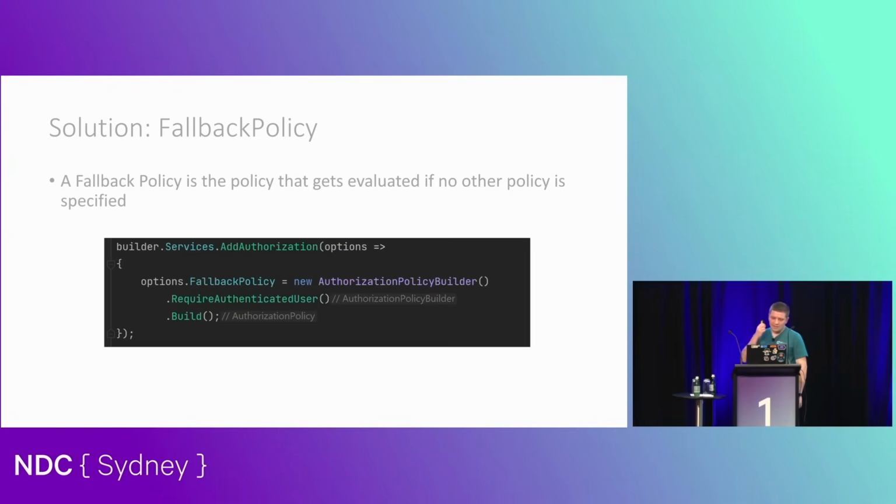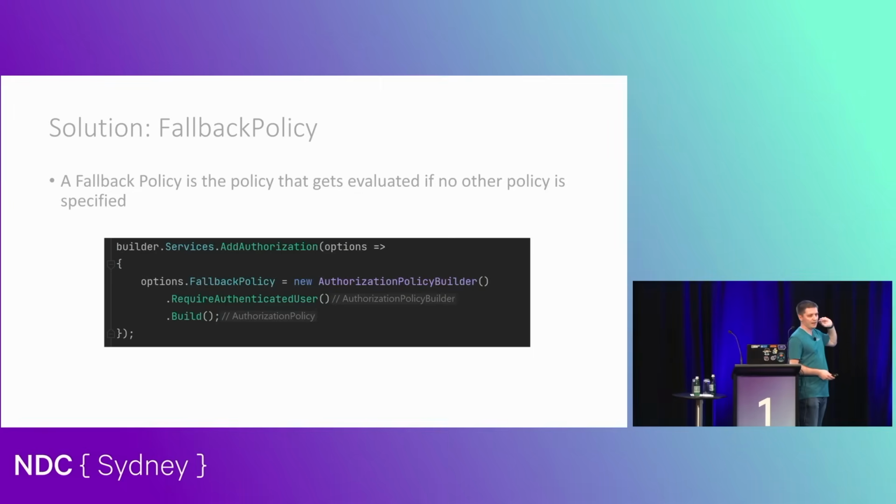So the way to add that is just override the options for the add authorization call, and you can say, hey, I'm going to create a new policy. There's a few different ways to do it, but in this case, I'm just going to create a new policy builder and require an authenticated user and do a .build.